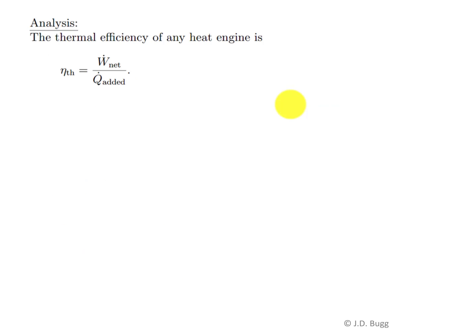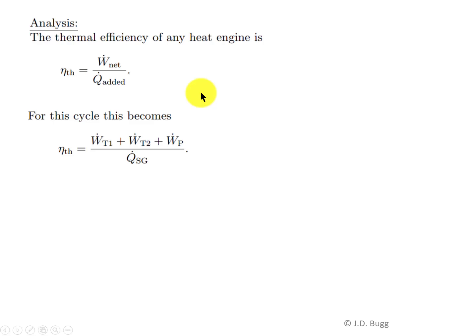So for the analysis, we want to remind ourselves that the thermal efficiency of any heat engine is the net rate at which work is produced, so taking into account all turbines and pumps, divided by the rate at which we have to add heat into the system. So for this particular cycle, the contributions to the net power are the 2 turbines and the pump. And the only contribution to Q added is the steam generator.